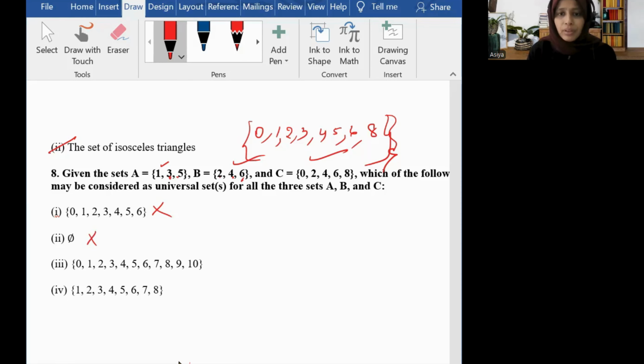Now, let us go for the fourth one first. 1, 2, 3, 4, 5, 6, 7, 8. 0 is missing. So this cannot be. Now 1 is remaining. Let's see if that could be a universal set. 0, 1, 2, 3, 4, 5, 6. 7 is extra. 9 and 10 are extra. Of course, it can have more elements than those present in your sets. The condition is it should contain all the elements without repeating. So that is being met. I hope it is clear for you all.